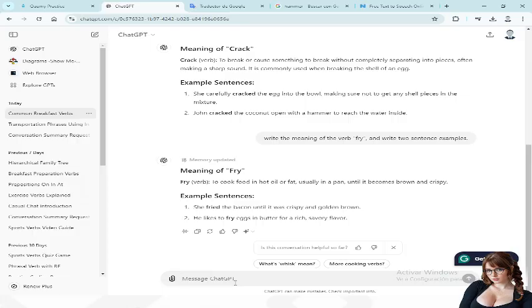Right now, I am going to write an example. She fried the bacon until it was crispy and golden brown.